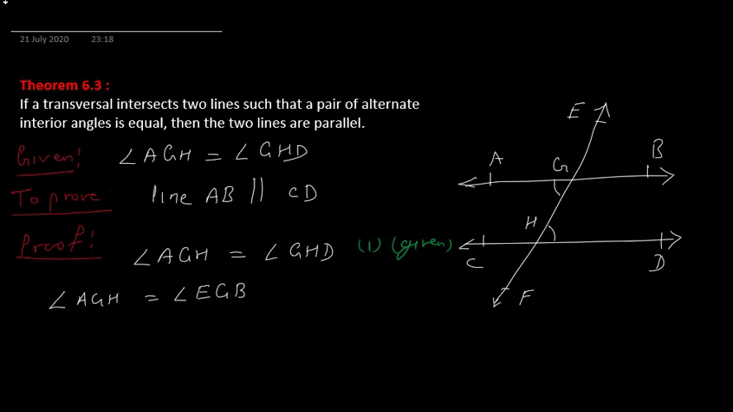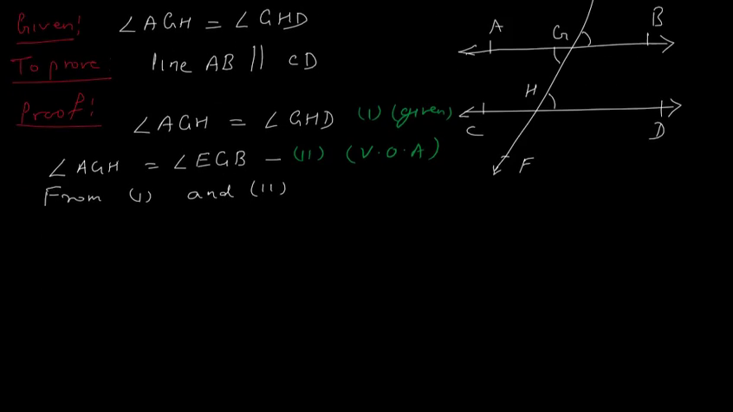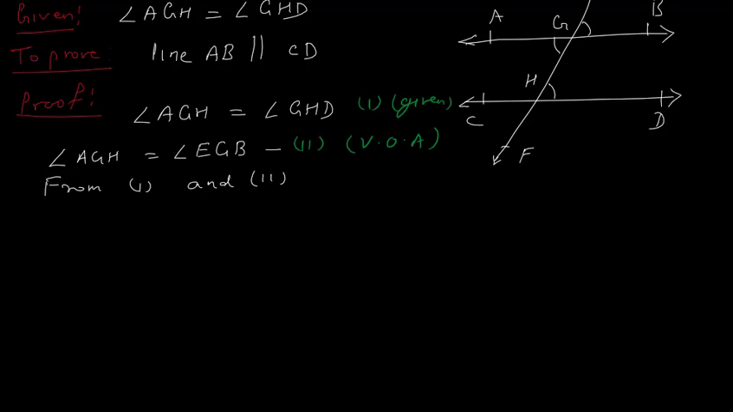See here, they are vertically opposite angles, so they are equal. So I will consider this as second equation, and they are equal because they are vertically opposite angles. So again, what we can say? We can say that from 1 and 2, if you compare equation 1 and 2, angle AGH is equal to angle GHD and angle AGH is equal to angle EGB. So I will say that from 1 and 2, angle GHD is equal to angle EGB.